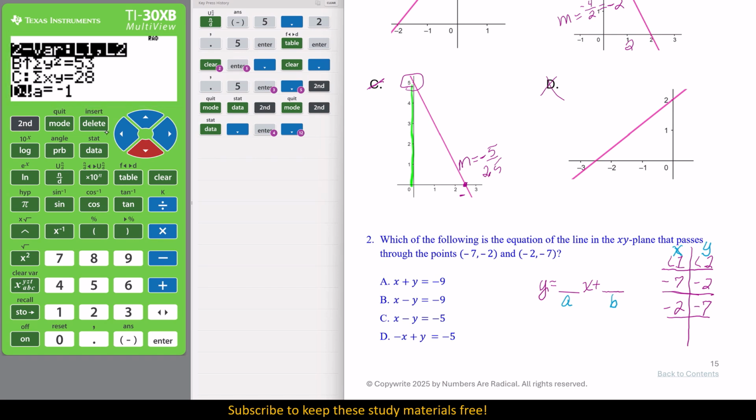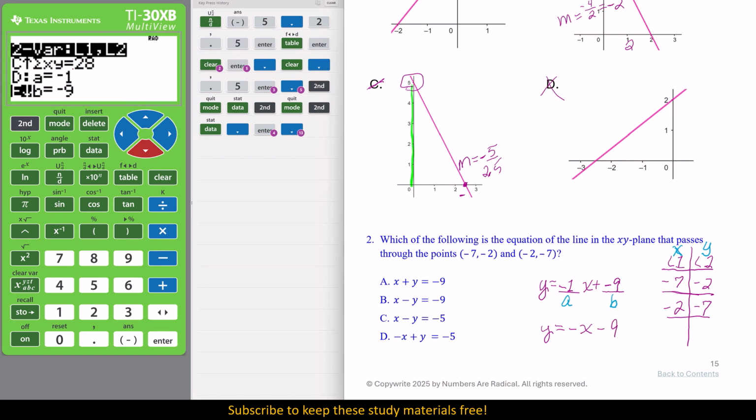Okay, now let's see here. See where it says a equals -1? That's what we need. We need -1 here, and then arrow down one more, and that gives us our b value at -9. Now, I'll clean it up. Y equals -x minus 9.